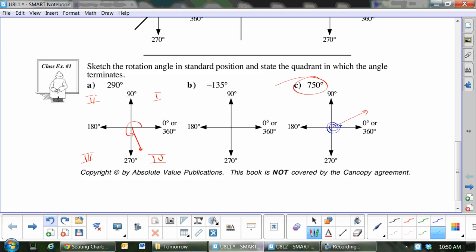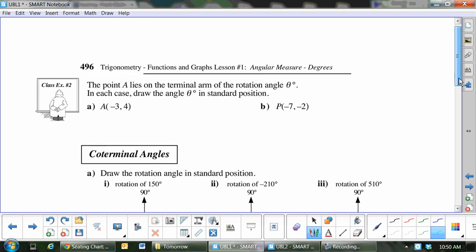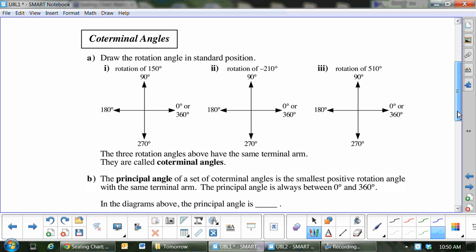Okay. Let's talk about coterminal angles. Anyone remember what coterminal angles are? Yes? No? Don't ask me.